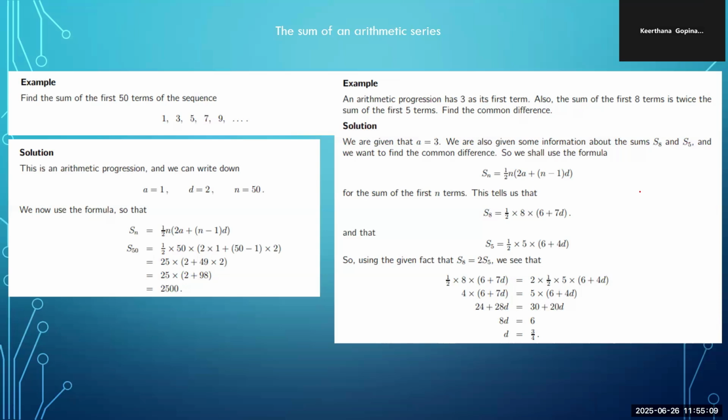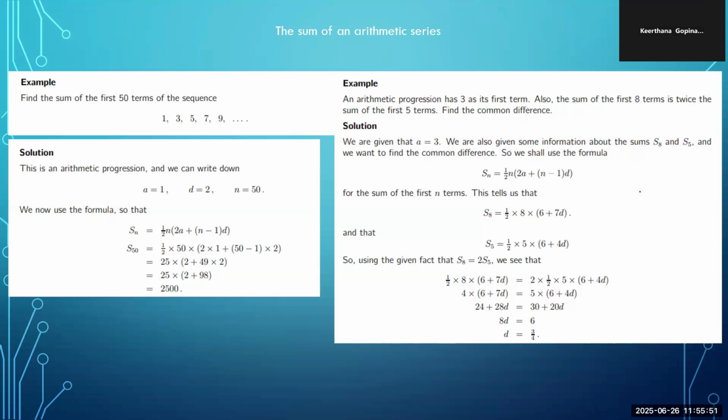Now, using this formula, what will be the eighth term? Half into, instead of n, we use 8. So half into 8 into 2a. What is a here? 3. So 2a means 6. N minus 1 is what? N is 8 here. 8 minus 1 is 7. So half into 8 into 6 plus 7d. So the fifth term is again similar to that: half into 5 into 6 plus 4d.